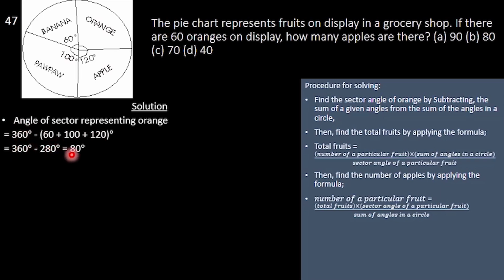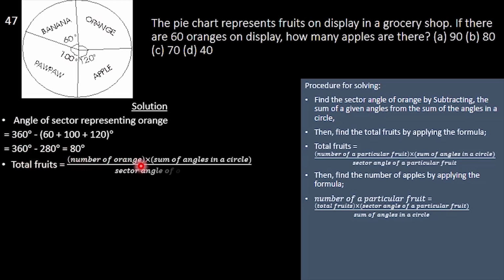Now the total fruit is equal to number of orange times the sum of angles in a circle divided by sector angle of orange. Therefore, total fruit is equal to number of orange, here is 60, times sum of angles in a circle, 360 degrees, divided by sector angle of orange, which is 80 degrees, equals 270.